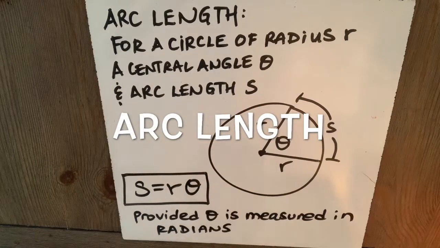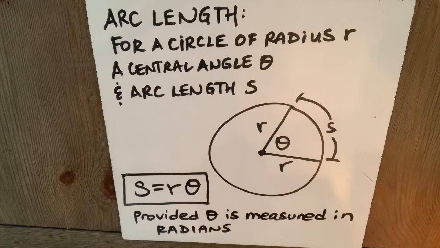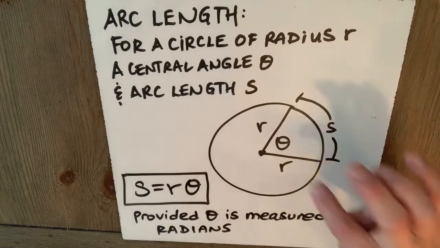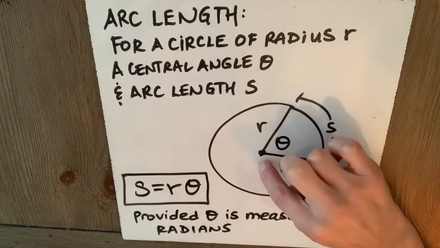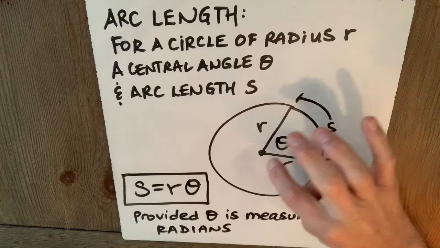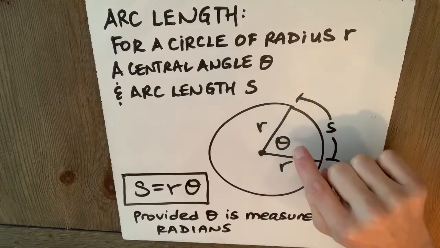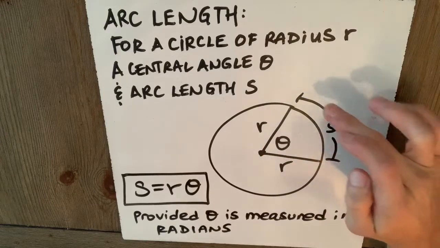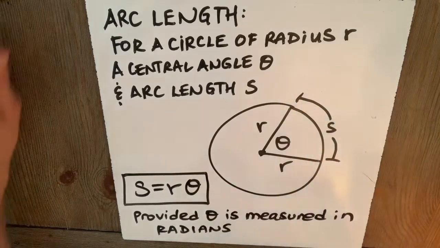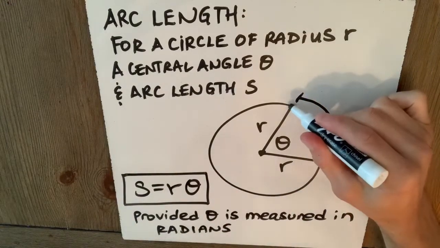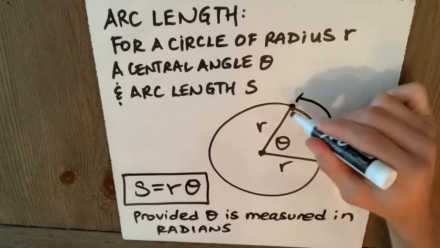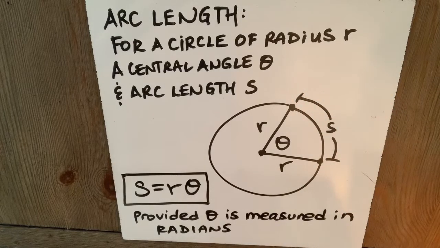Arc length. We're going to be moving on to talk about linear and angular speed, but first we have to talk about arc length. We've mentioned this before. For a circle of radius r, so here's our classic picture, center to edge of circle is r, central angle, that's an angle at the center of theta, and arc length s, this curvy distance from here to here, or in reverse, from here to here, that's s. There's a relationship between these three variables, and that is arc length, s is equal to r theta.